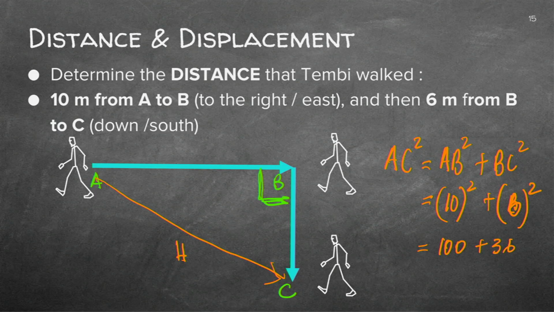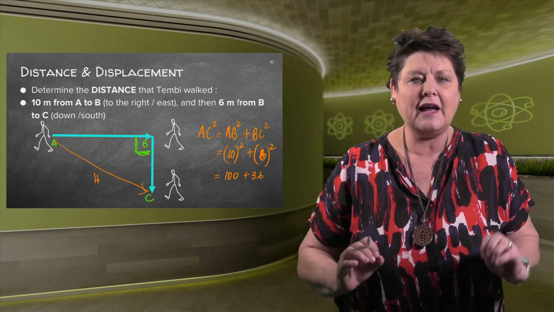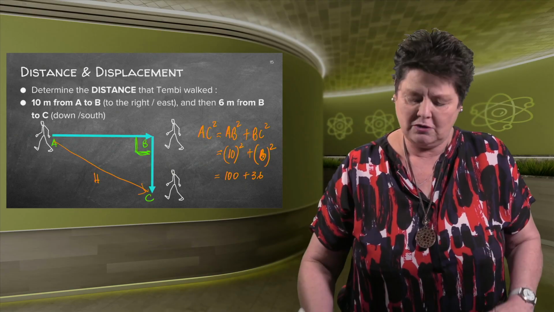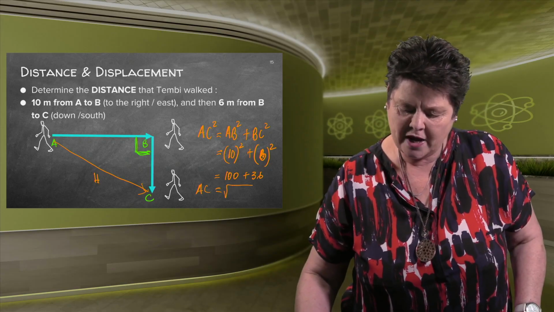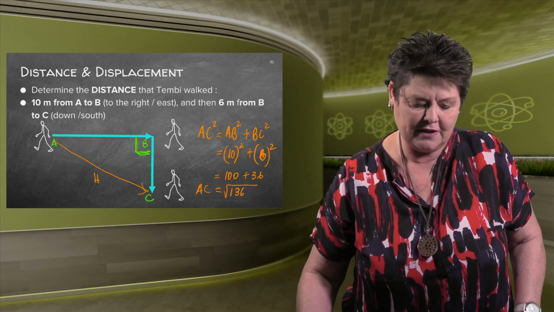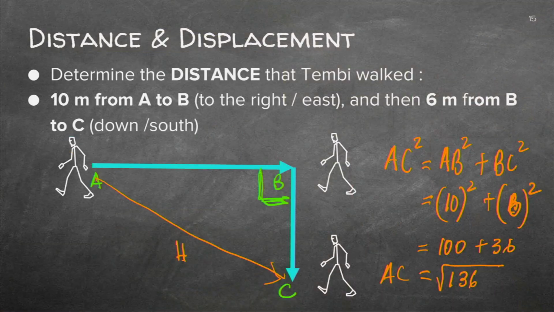Bear in mind, guys, be careful. Take a while, work out accurately that AC will be the square root of 136. And quickly see, did you get that answer? Did you put it into your calculator? And did you get 11.66 meters? Is that now the answer?